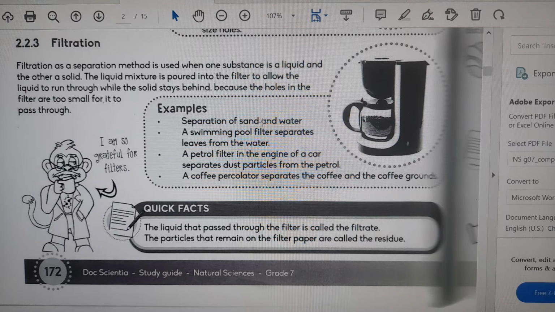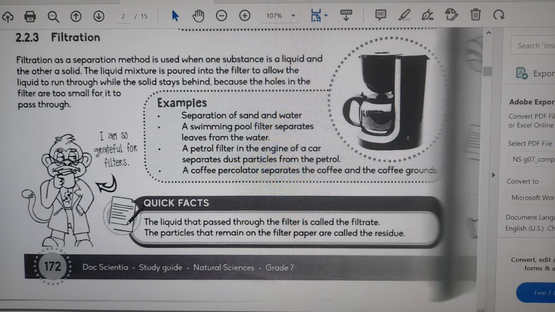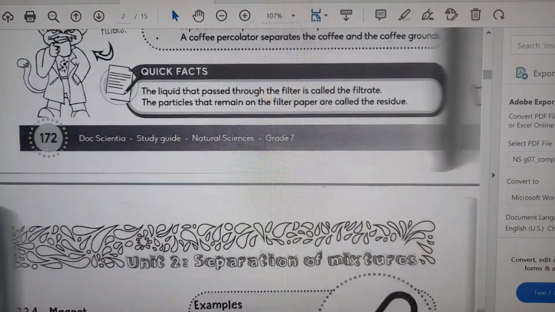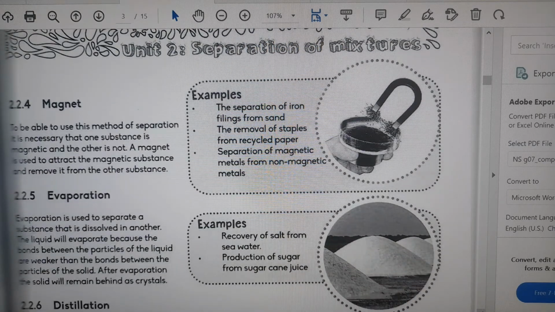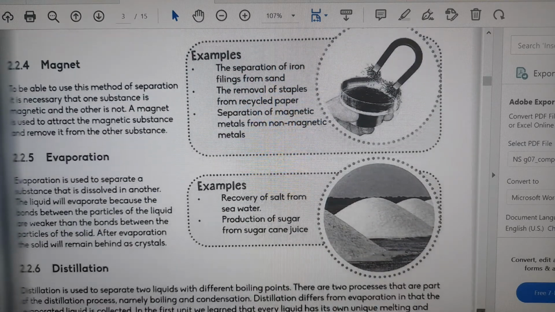Examples: separation of sand and water. A swimming pool filter separates leaves from water. A petrol filter in the engine of a car separates dust particles from the petrol. A coffee percolator separates the coffee and the coffee grounds. If we have a mixture of a liquid and solid, we use filtration. So you need to know when we use a type of separation.